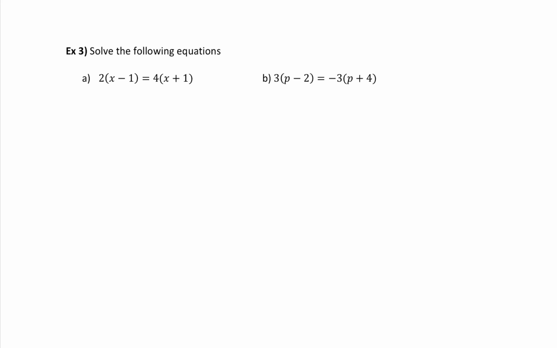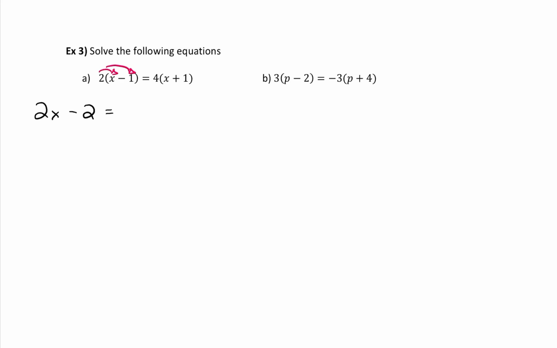If you look at example 3, the only thing we're doing here is an extra set of brackets. Now we have multiplication on the left and the right, so we need to use the distributive property on both sides. So let's start on the left. So we're going to start by multiplying the 2. So 2 times x is 2x, 2 times negative 1 is negative 2, and then we have our equal sign.